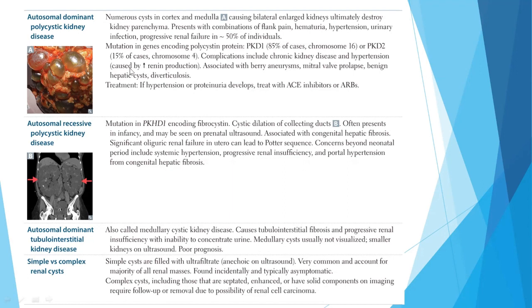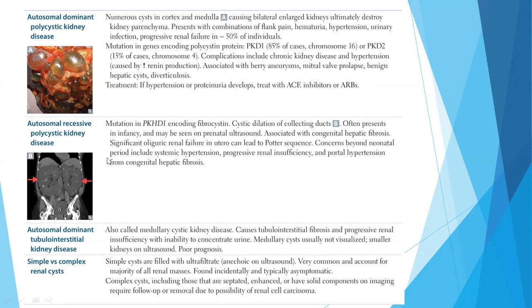Now, this cause of hypertension due to the increased renin production is very commonly asked in the examination. It may be associated with aneurysm, mitral valve prolapse, benign hepatic cysts, and diverticular cysts. Now, these associations are also very commonly asked in the examination. Treatment: if hypertension or proteinuria develops, we need to treat with ACE inhibitors or angiotensin receptor blockers.